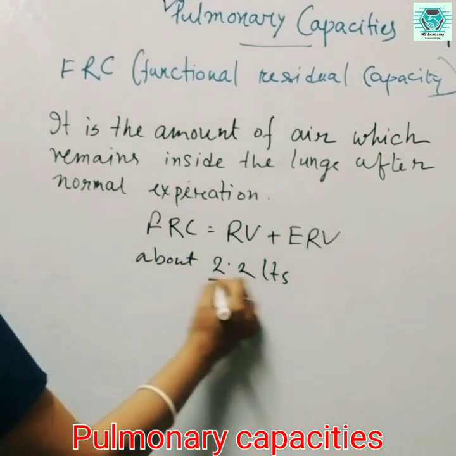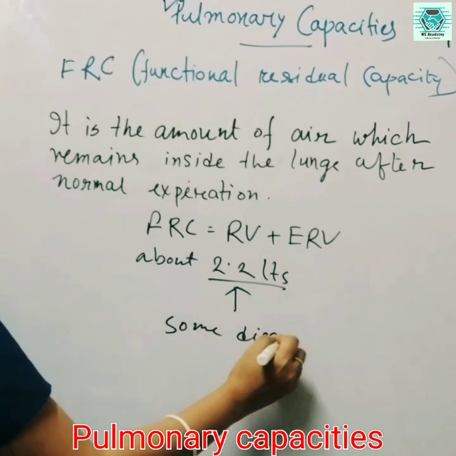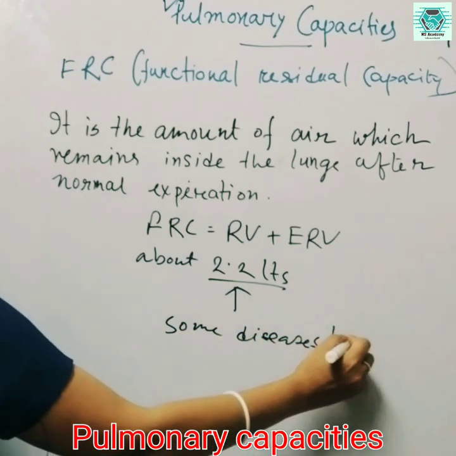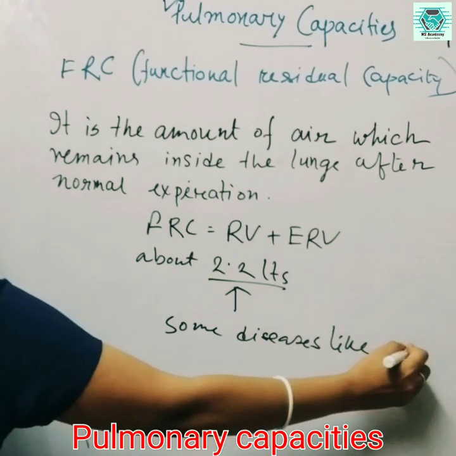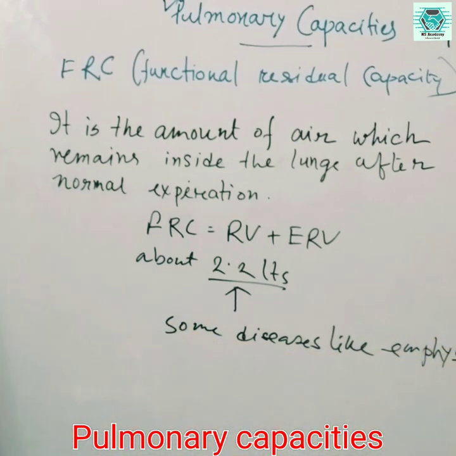This value increases in some diseases like emphysema. I will discuss emphysema in our next video. An increased FRC influences the alveolar ventilation, which actually happens in emphysema, and thus pulmonary gas exchange is also hampered.